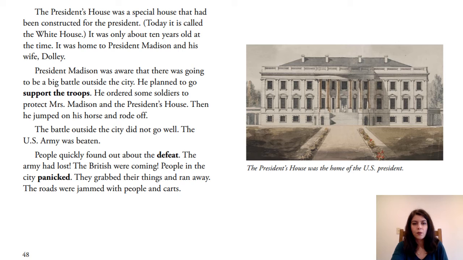President Madison was aware that there was going to be a big battle outside the city. He planned to go support the troops. He ordered some soldiers to protect Mrs. Madison in the President's house. Then he jumped on his horse and rode off.